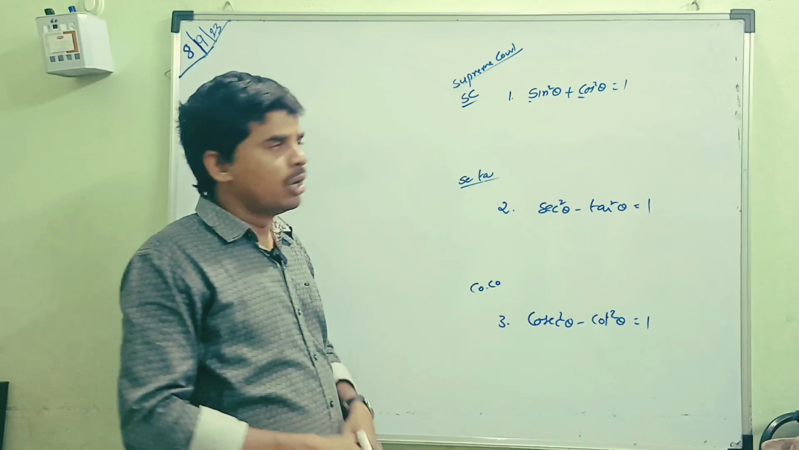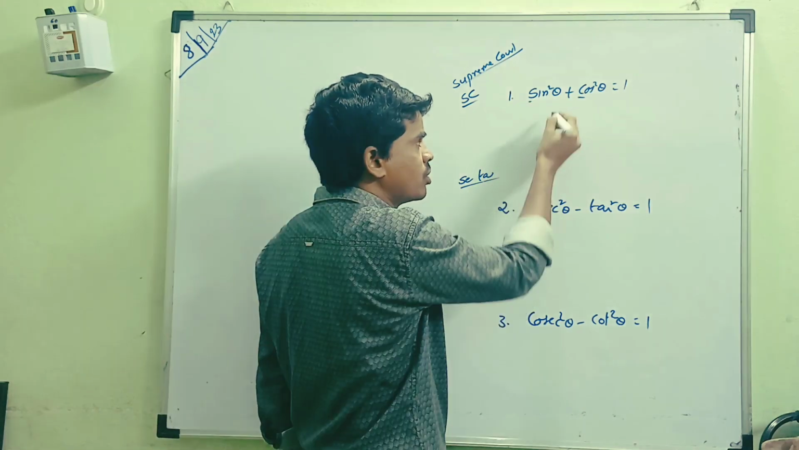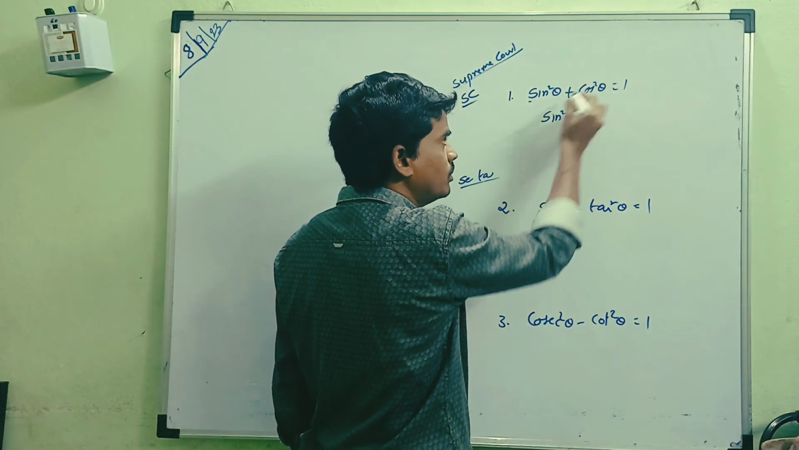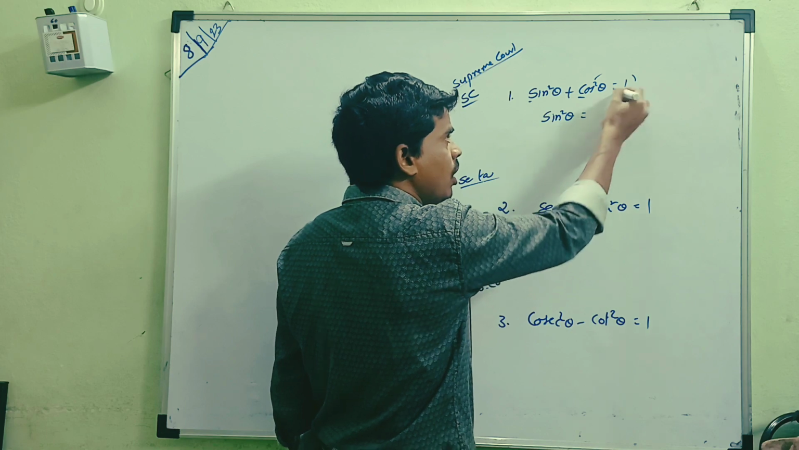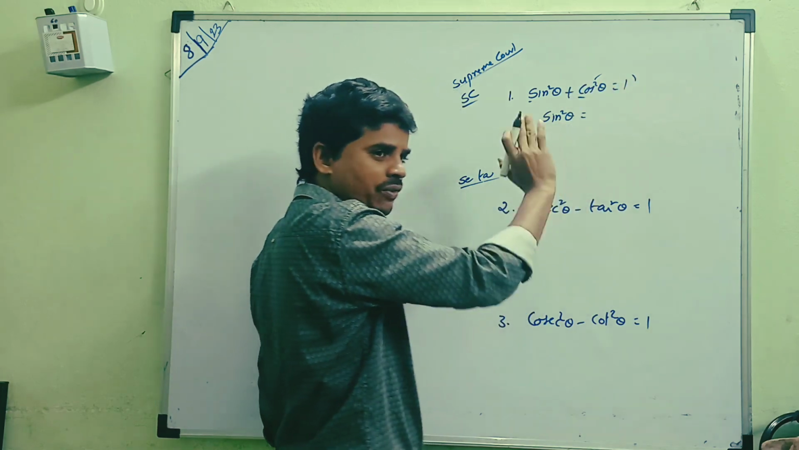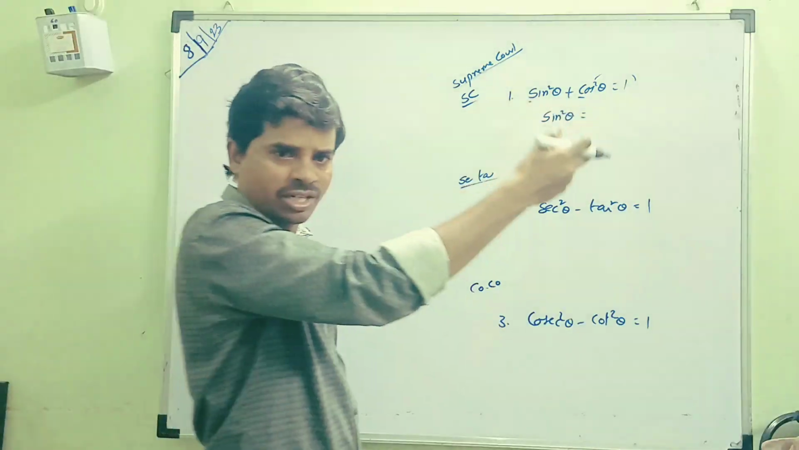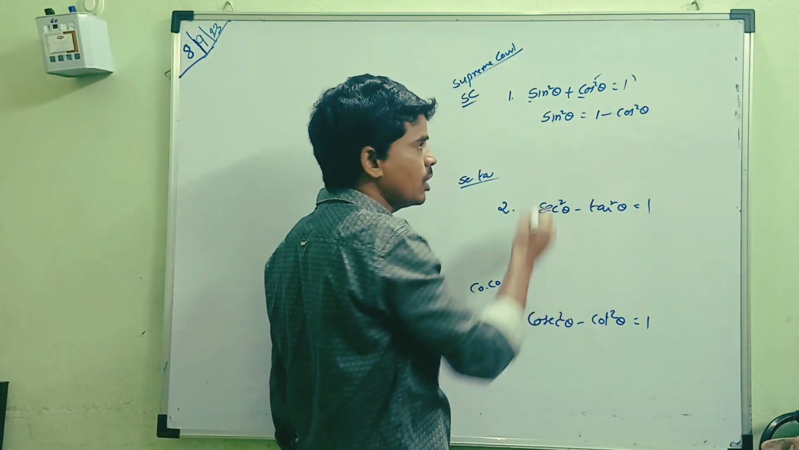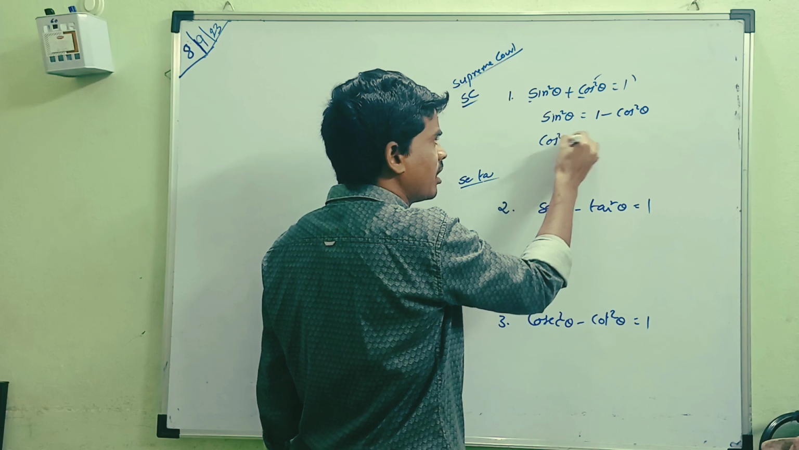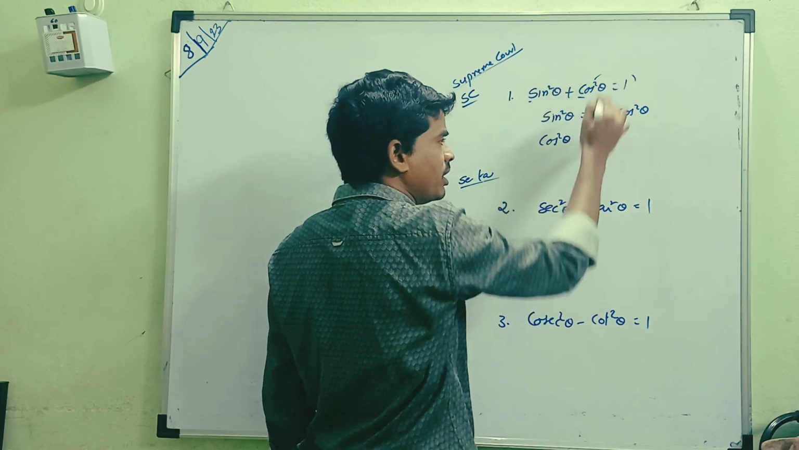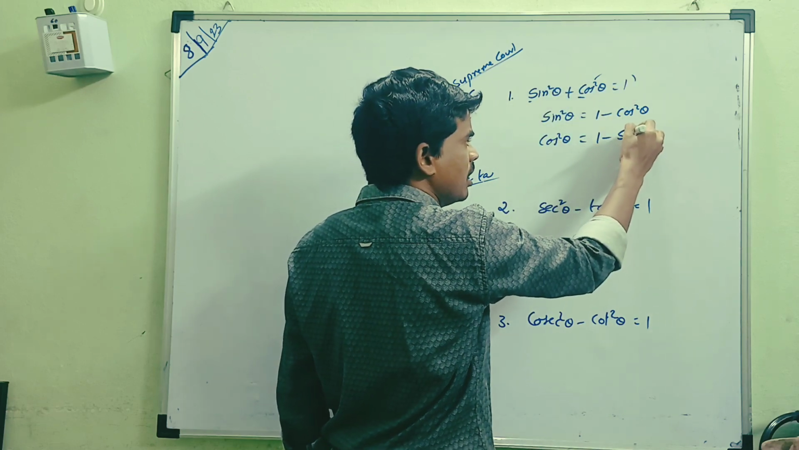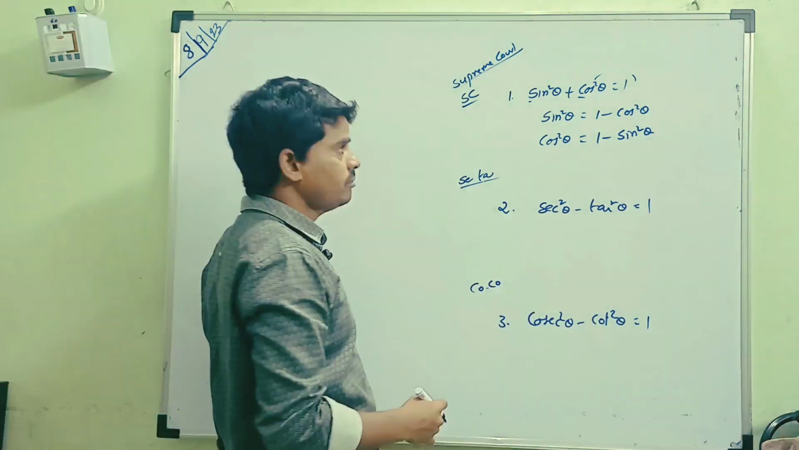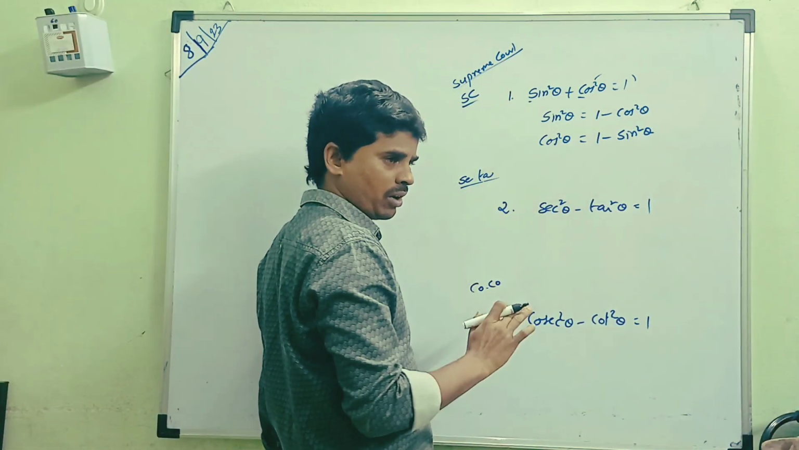Okay now. Sin square plus cos square is equal to 1. Then we can write sin square theta is equal to 1 minus cos square theta, you transpose that side. Only cos square we are transposing. Whichever we are transposing, that sign will be changed. Cos square theta is equal to 1 minus sin square theta, you transpose that side. Okay, these are the two formulas.